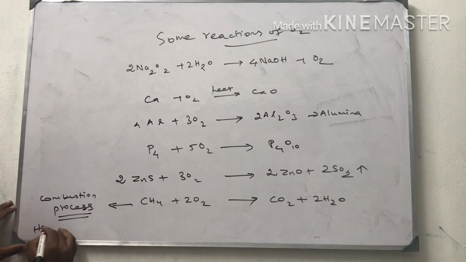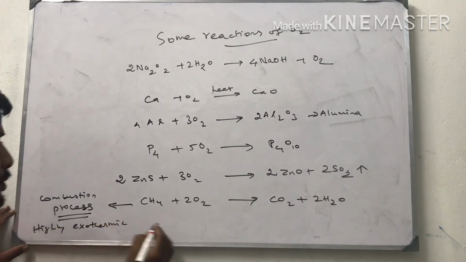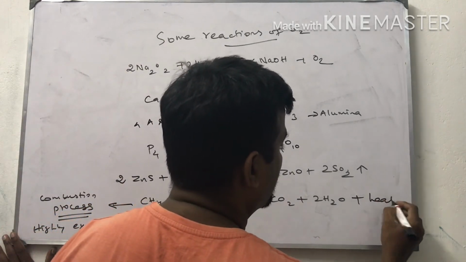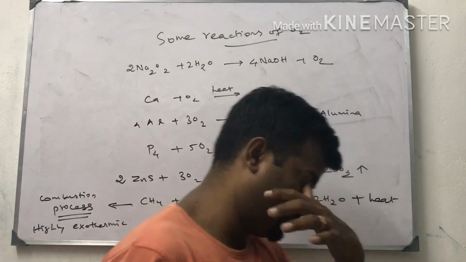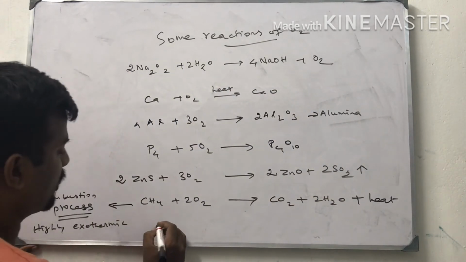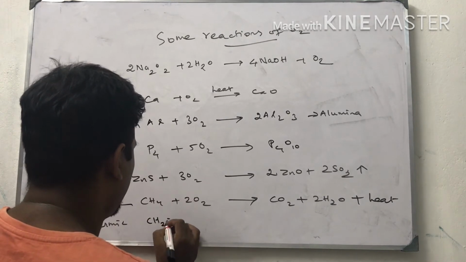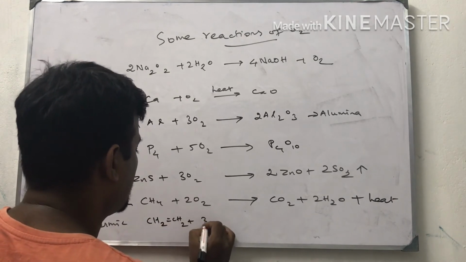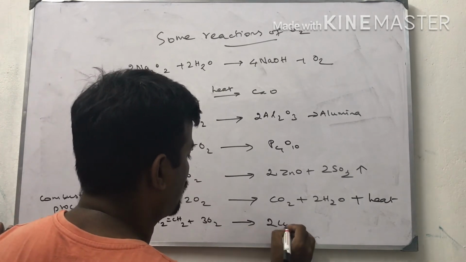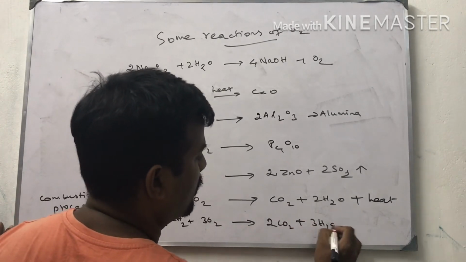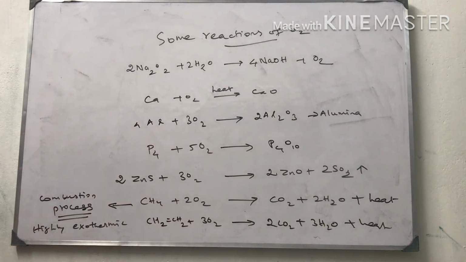This is highly exothermic. It will be a reaction where light plus heat also comes out. So this is called complete combustion. Methane gas is present. Suppose it contains CH4 plus 2O2, it will give CO2 plus 2H2O plus heat. So a highly exothermic reaction is taking place.